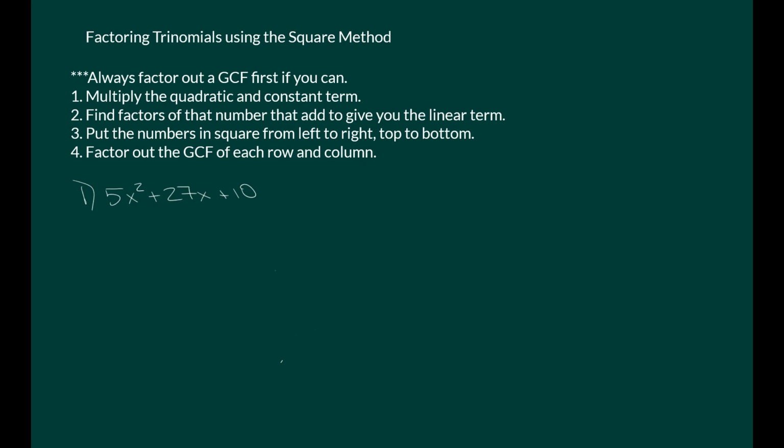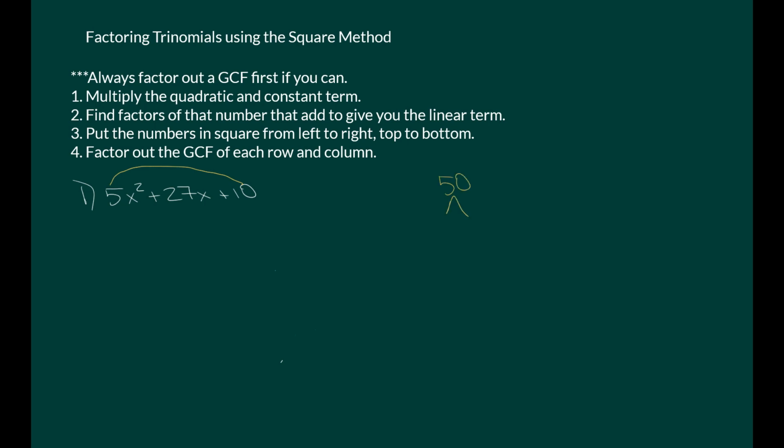In this section on factoring trinomials using the square method, I'm going to show you a new method that I've learned that makes it a lot easier for students to factor trinomials with a number in front of the quadratic term. The first thing that you're always going to do in any type of factoring problem is factor out a GCF if you can. Then in this method, I'm going to show you, multiply the first and the last term. So I get 50.